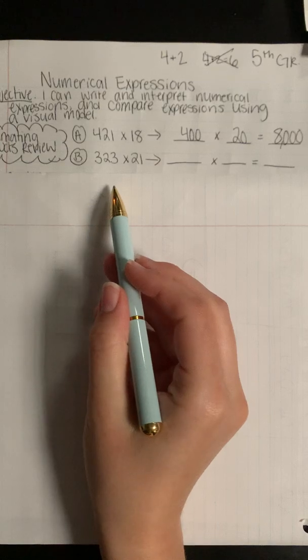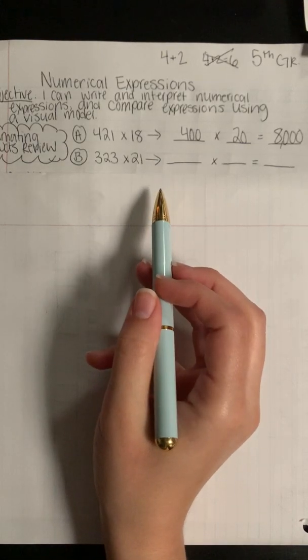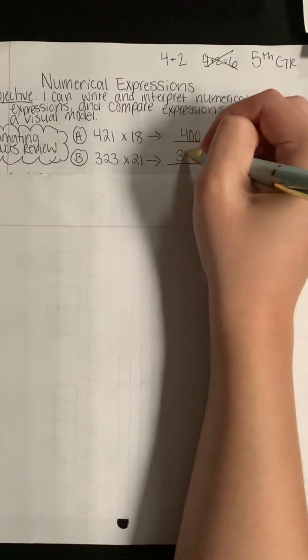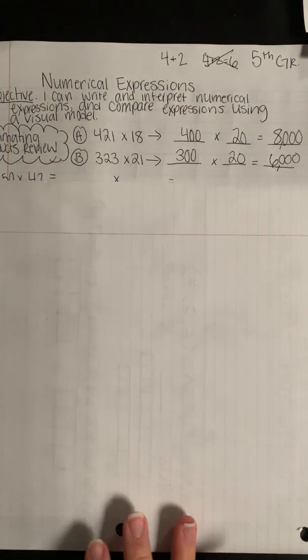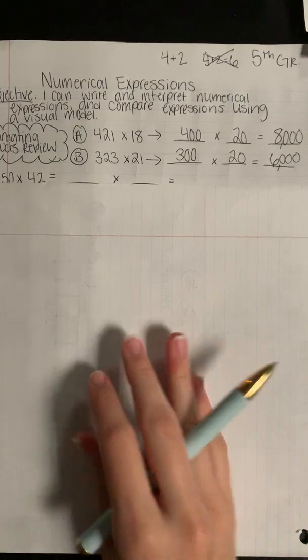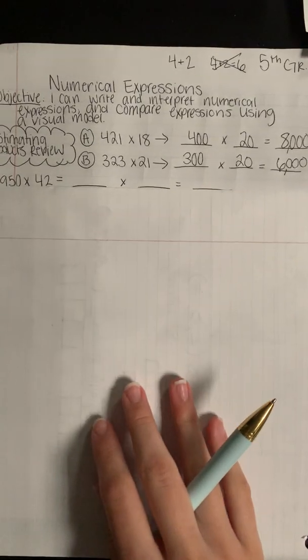For B, 323 is closer to 300 than it is to 400, and 21 is closer to 20 than it is to 30. 3 times 2 is 6. And I have 1, 2, 3 zeros, so our answer should be close to 6,000. If I got an answer when I multiplied that was 800 or 600, then I know I'm a little off.